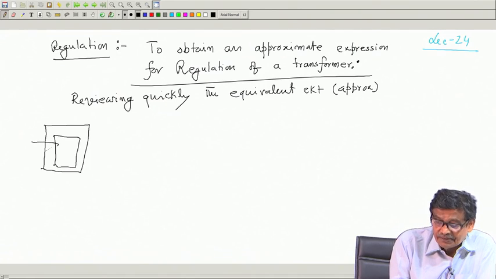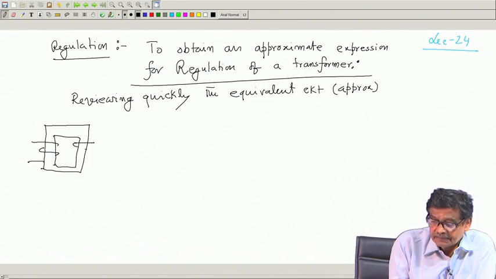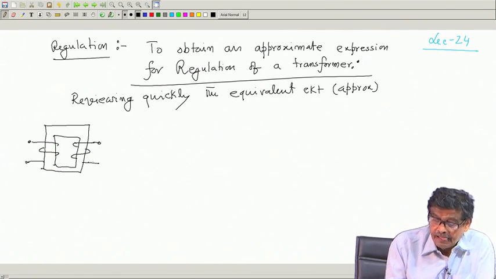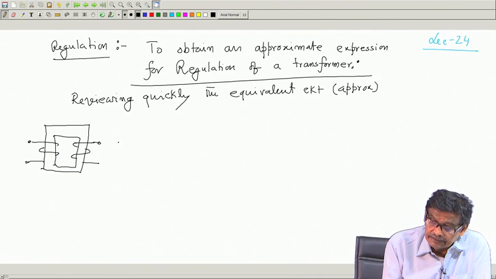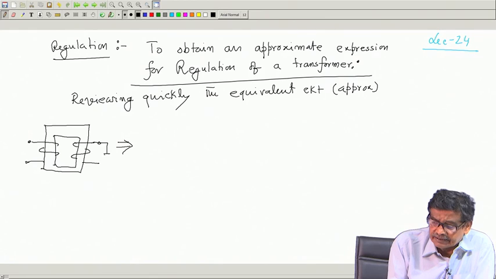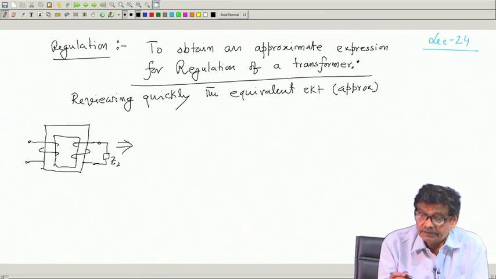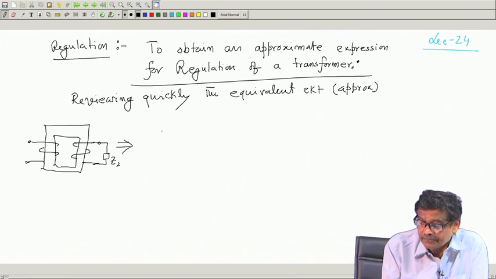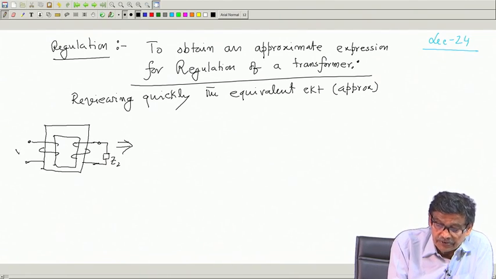Here were my coils, primary, secondary. This is the practical transformer. These are the terminals available to me. Then here will be some impedance connected across the secondary, Z2. Now, this can be thought of in various ways. One way is, here is your V1.